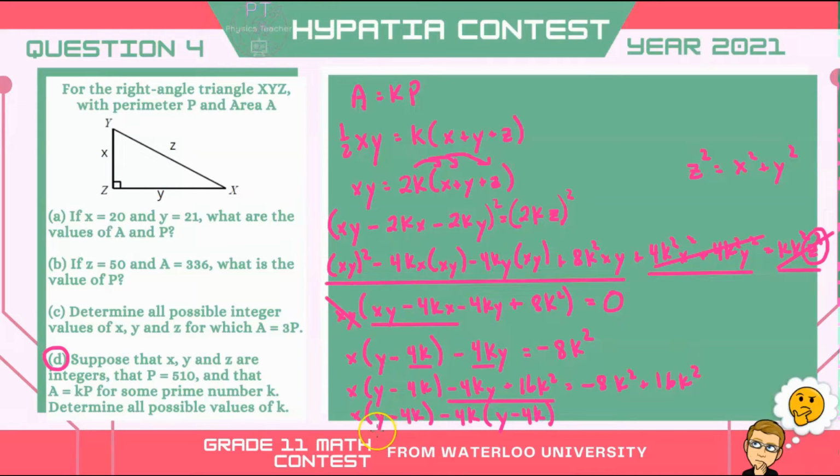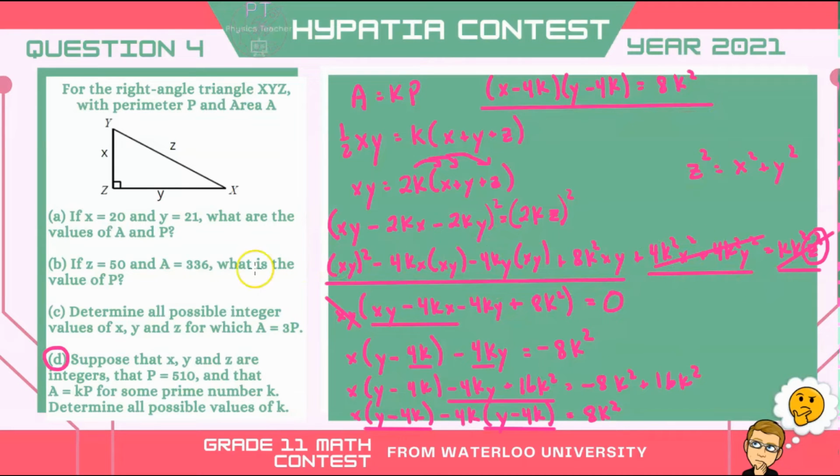So now you can see again why I did that. We now have a common term here and here. And that's going to equal, well, these are like terms, so I can just add them and we'll get 8k squared. So now if I pull out that y minus 4k, and I'll write this right at the top, we have (x minus 4k) all times (y minus 4k) is going to equal 8k squared. So here's the equation we're going to work with.